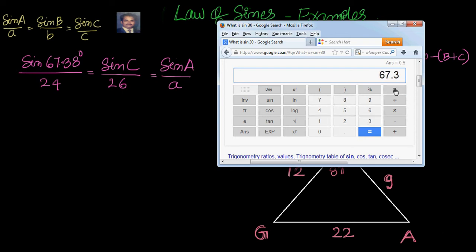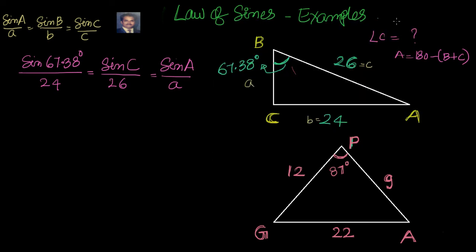67.38. I should not do it like that here. I should say sine of 67.38, that's nothing but 0.923. This I will multiply with 26 and divide by 24. What did I get? I got 1. Oh, super. So what is angle C then? I got sine of C equal to 1, which gives me angle C equal to 90 degrees.